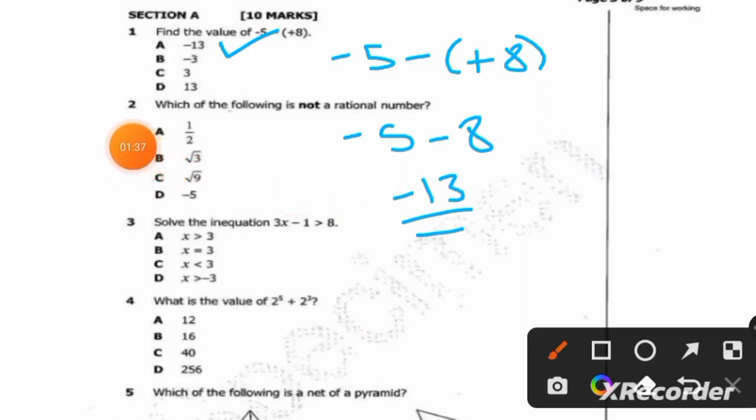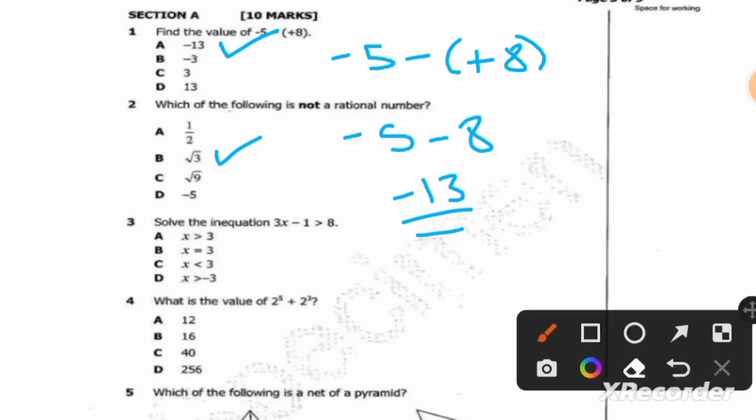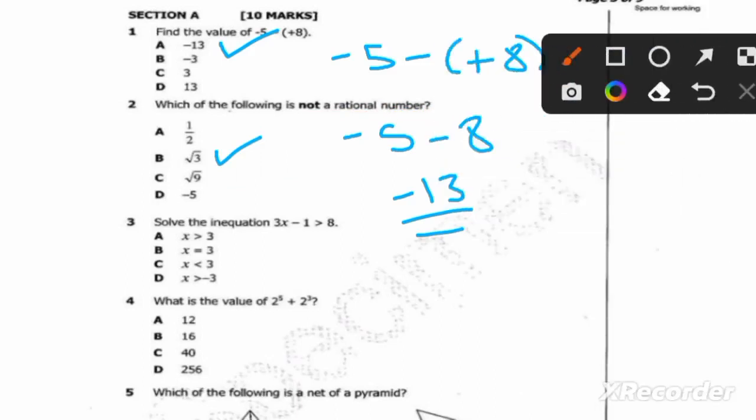Question 2, the question reads, which of the following is not a rational number? So 3 is not a rational number. We move on to the next question, which is question 3. Question 3, the question reads, solve the equation 3x minus 1 is greater than 8.